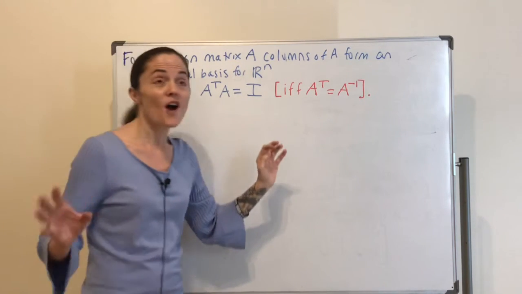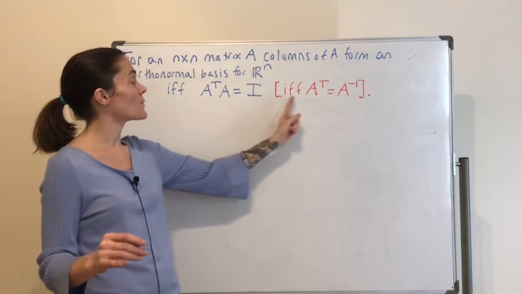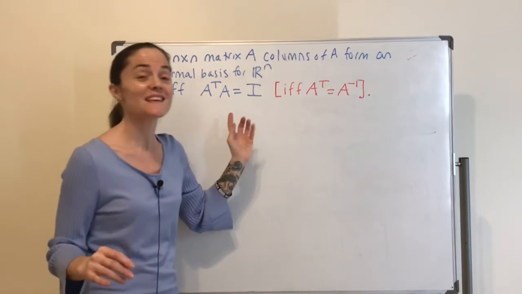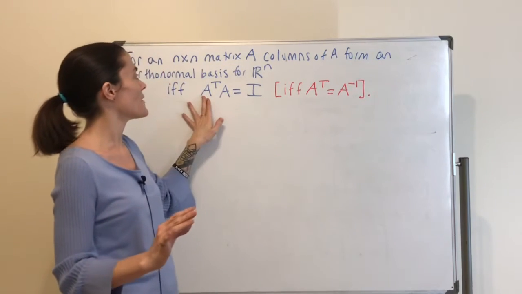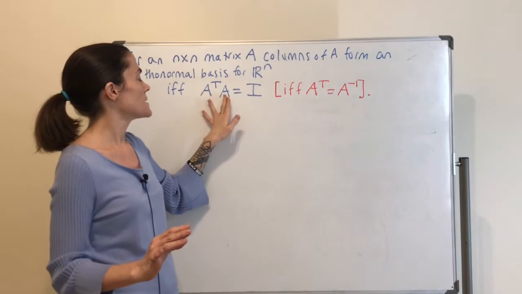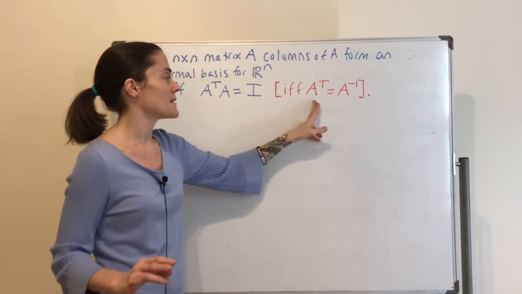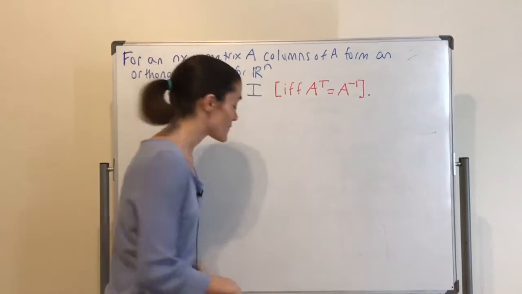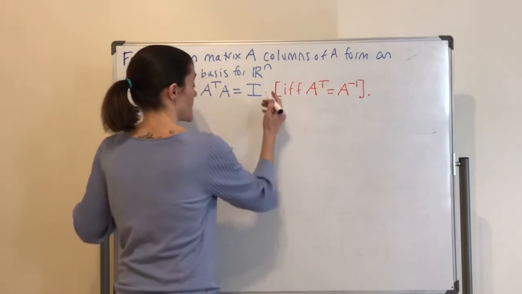And well, we know this red part, the if and only if, these two are without a doubt equivalent. This we discussed in our matrix inverse section: anytime you have an n by n matrix such that you multiply on one side and get the identity, automatically that matrix is the inverse. And this is the n by n identity.